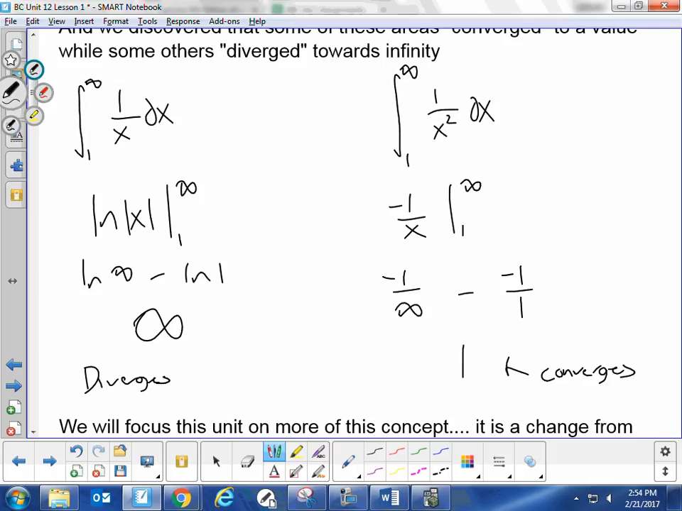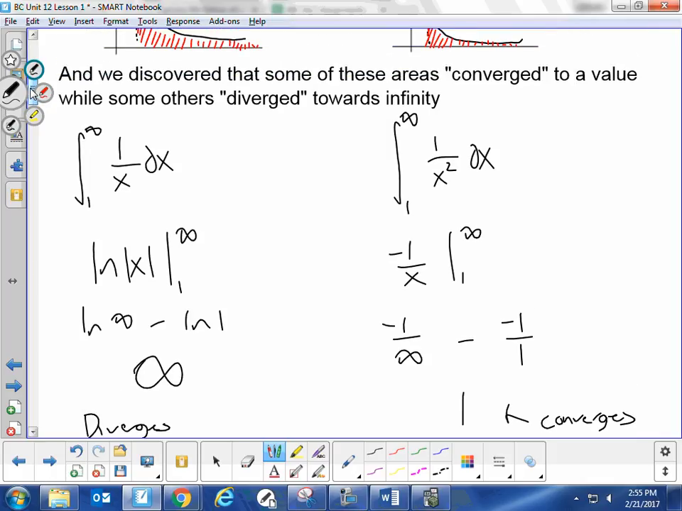Okay, so we had this concept, this idea, which is weird, but it's very, very important. It's what we're going to actually study in this unit. Whether we can have an infinite summation of terms, are we going to get something that's going to converge towards a value, or will it just continue to increase?